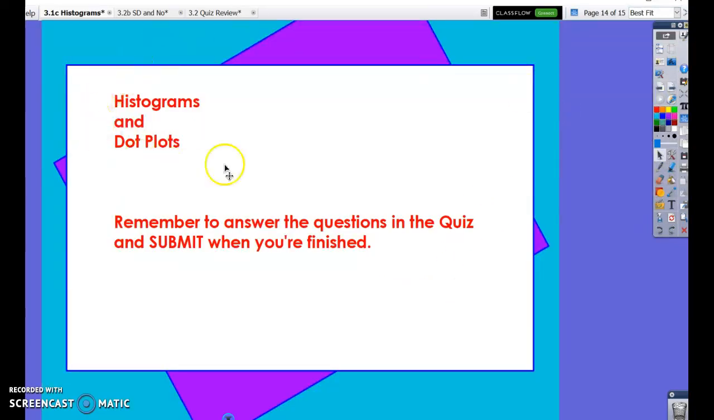So these are our histograms and dot plots. Remember to answer the questions in the quiz and then submit when you are finished.